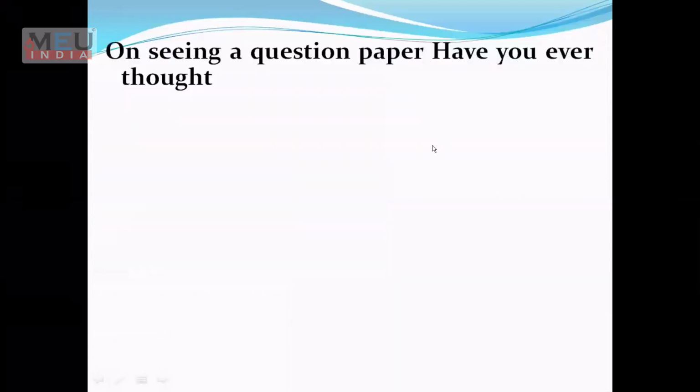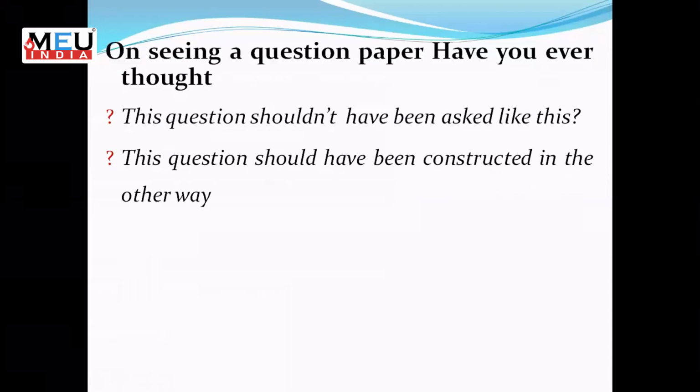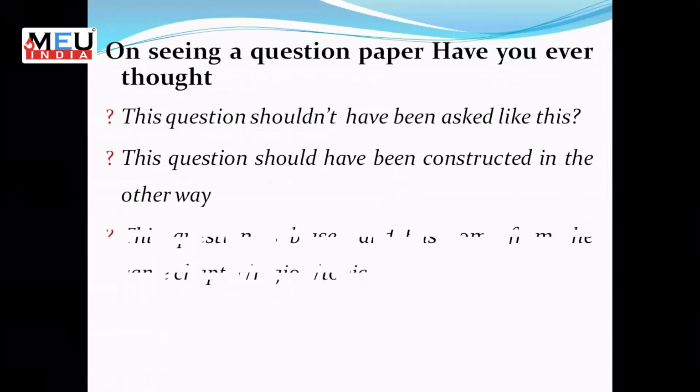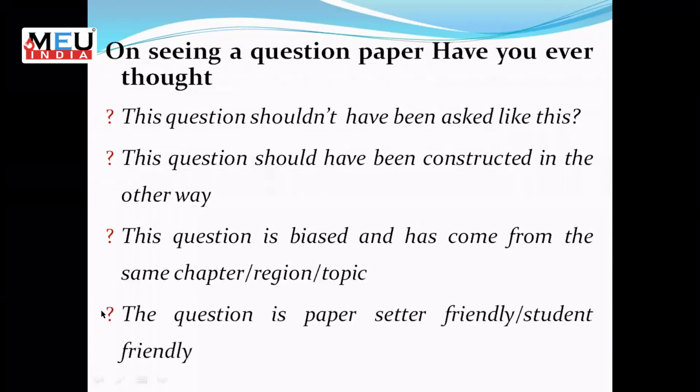On seeing a question paper, how many of you have felt this question should not have been asked like this? This question should have been constructed in the other way. This question is biased and has come from the same chapter or region or topic. And is this question paper setter friendly or student friendly? These are all the questions that come across our mind when we look at a question paper. What is the reason behind this?